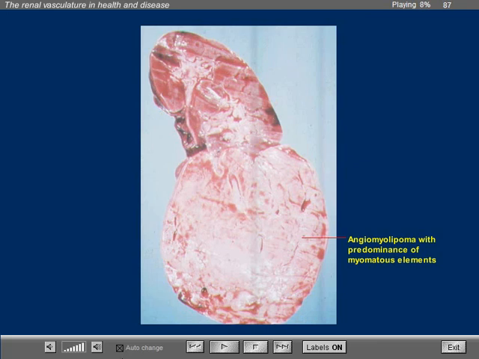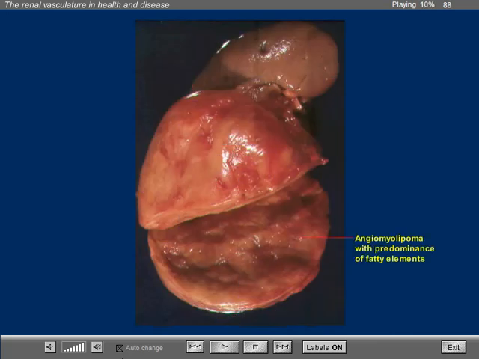This is an angiomyolipoma of the lower pole of the left kidney. Note the myomatous elements that produce a reddish but not hemorrhagic appearance. This is because the myomatous element predominated in this lesion. This is an angiomyolipoma of the lower pole of the right kidney where the fatty elements predominated and it was initially classified as a lipoma.